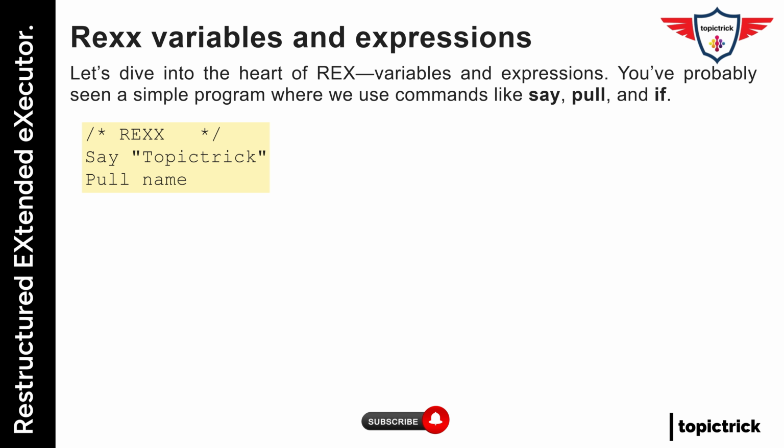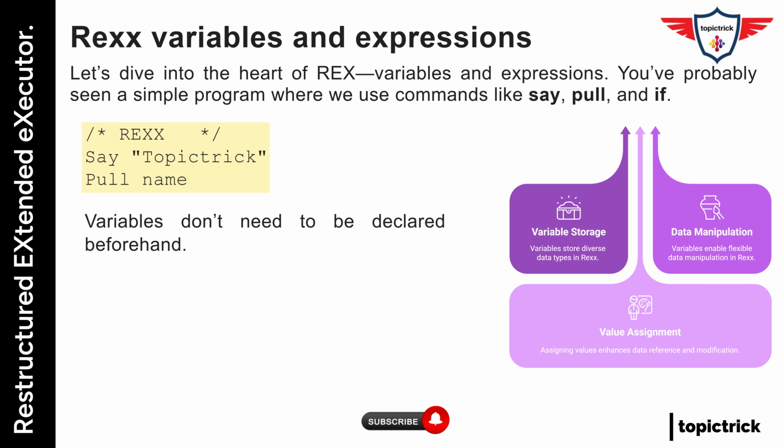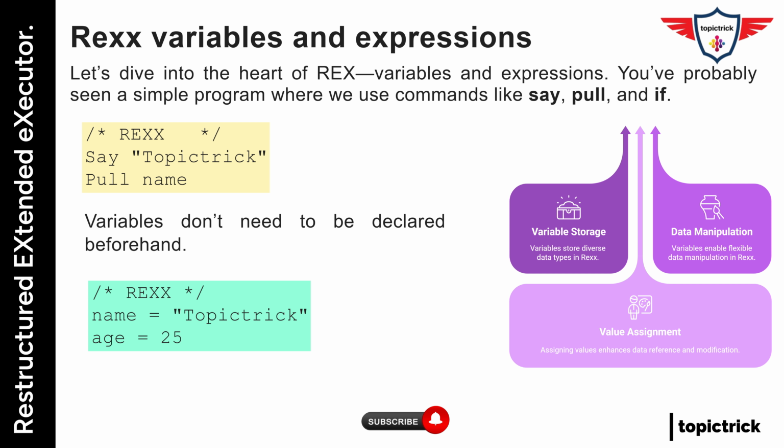Now, here's something cool about Rexx. Variables don't need to be declared beforehand. You can just start using them. They come to life the moment you refer to them. Want to create a variable? Just assign something to it, like this: name = 'Topictrick', age = 25. No need to define the data type.